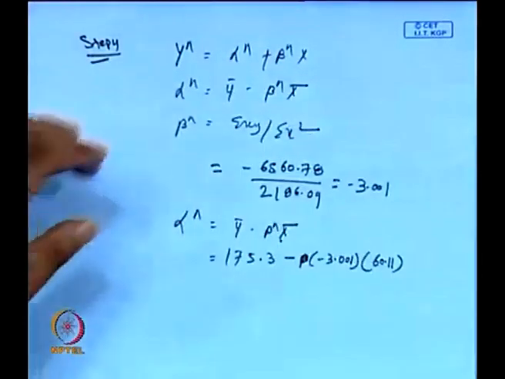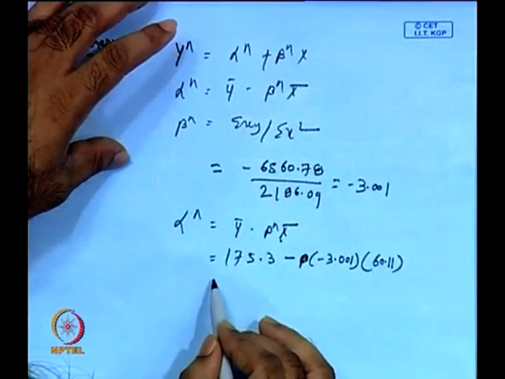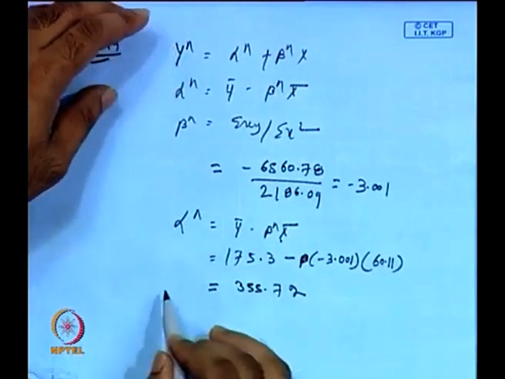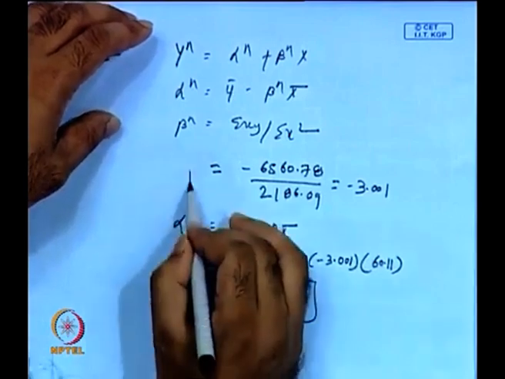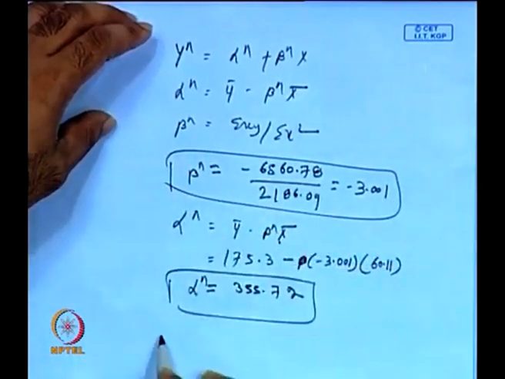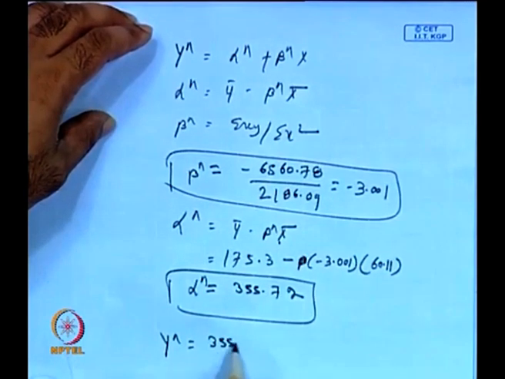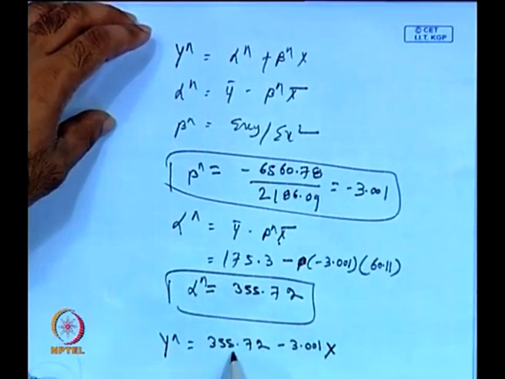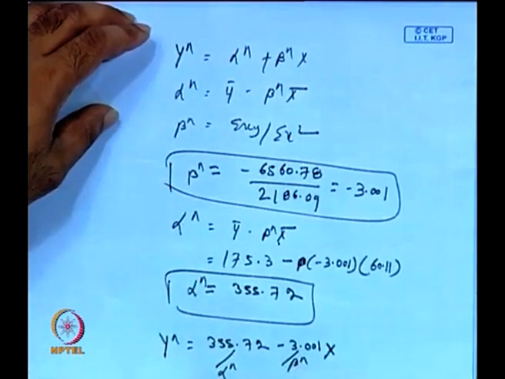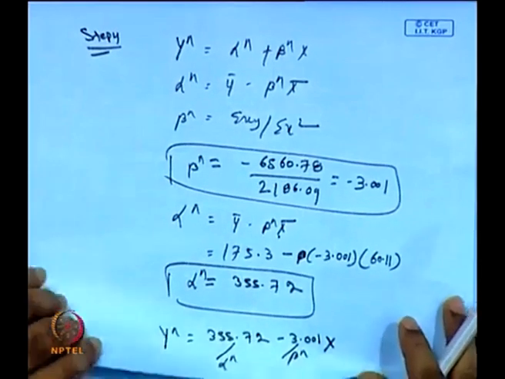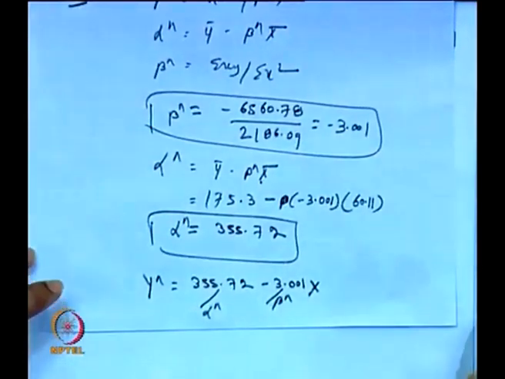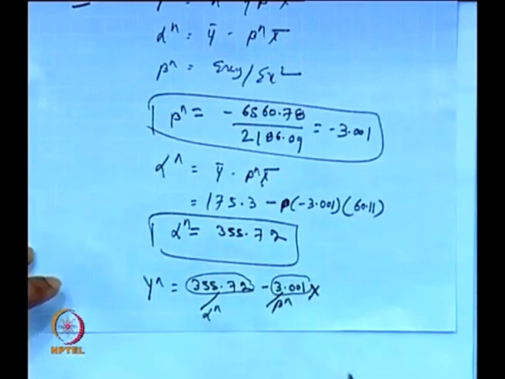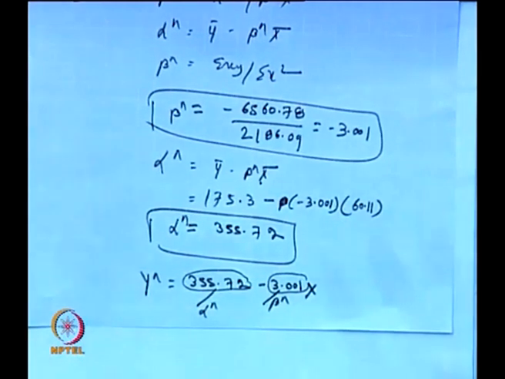So, now with the help of alpha hat, what will you get? If you simplify, then the alpha hat component will come to 355.72. So, this is the alpha hat value and this is the beta hat value. Okay. So, now the estimated model will be y hat equal to 355.72 minus 3.001 x. So, this item represents alpha hat and this item represents beta hat, and the slope is coming negative. So, by default they are negatively related to each other.